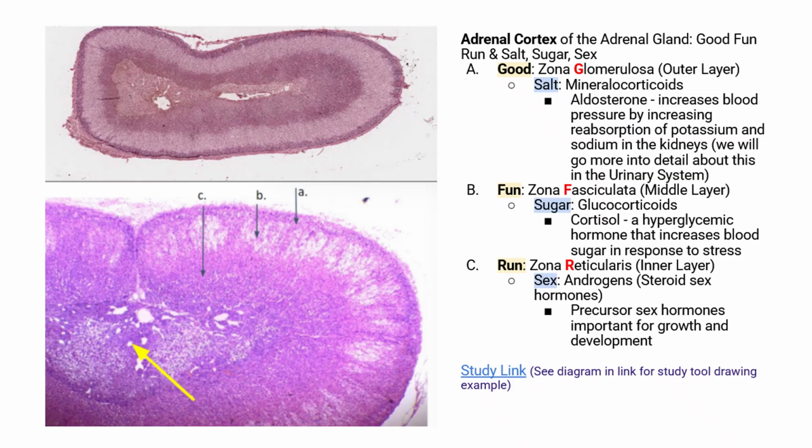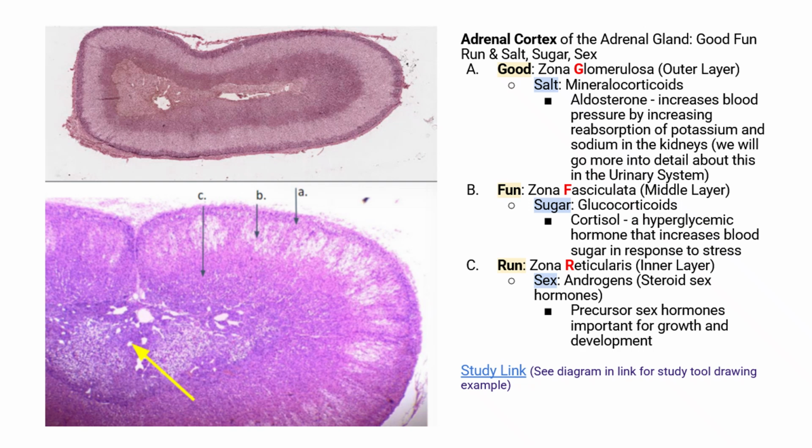Okay, so the adrenal glands are located superior to the kidneys. They are right on top of the kidneys. There's a little memory trick I use to remember the order of the layers for the adrenal cortex, which is good fun run. And to remember the hormones of each layer, it's salt, sugar, sex. So the zona glomerulosa is the outer layer of the adrenal cortex. The salt hormone is mineralocorticoids. Aldosterone is a type of mineralocorticoid. Aldosterone will increase blood pressure by reabsorption of sodium and excretion of potassium in the kidneys.